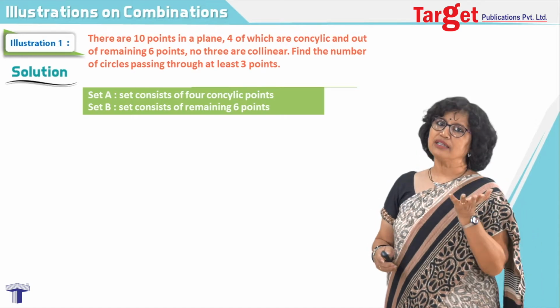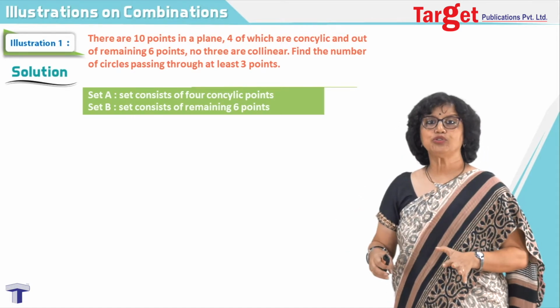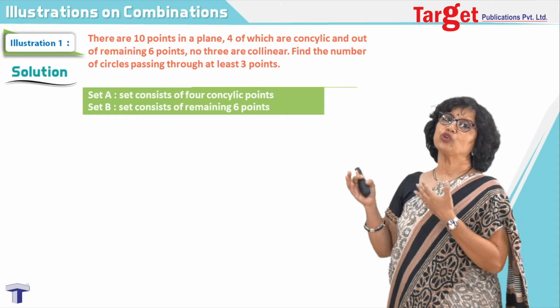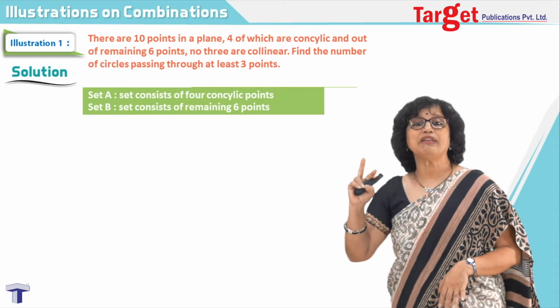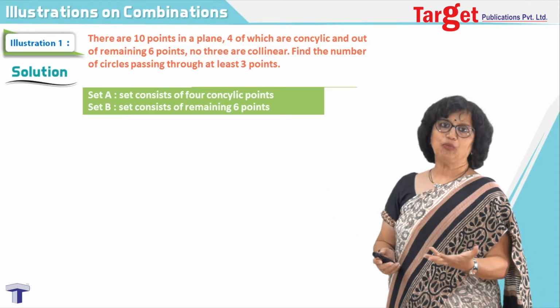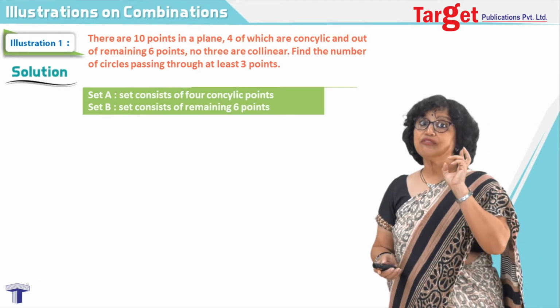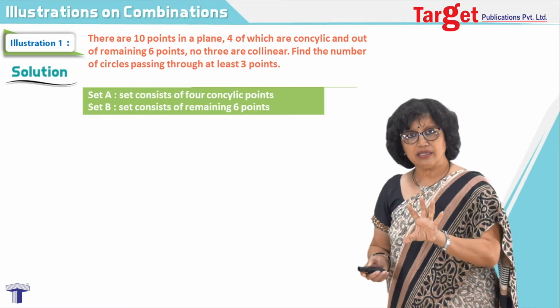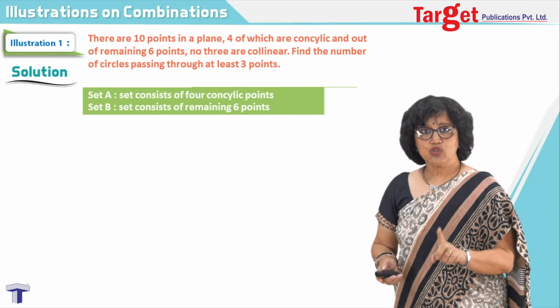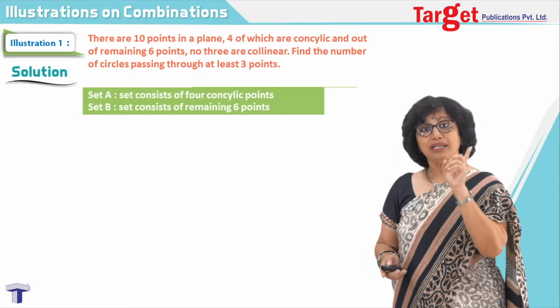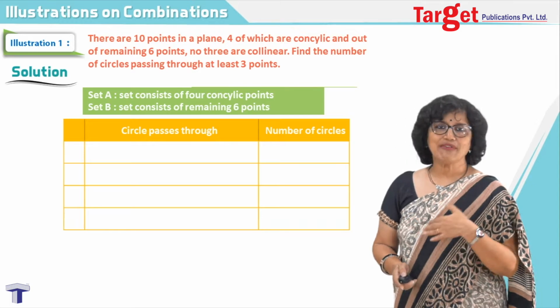Now you can have circles in various ways: you select all 3 points from those concyclic ones only, or you select 1 point from set A and 2 points from set B, and so on. Understand one thing, apply your geometry knowledge, that for drawing a circle you need 3 points. So my emphasis would be all the time taking 3 points. Okay, so I take various cases.